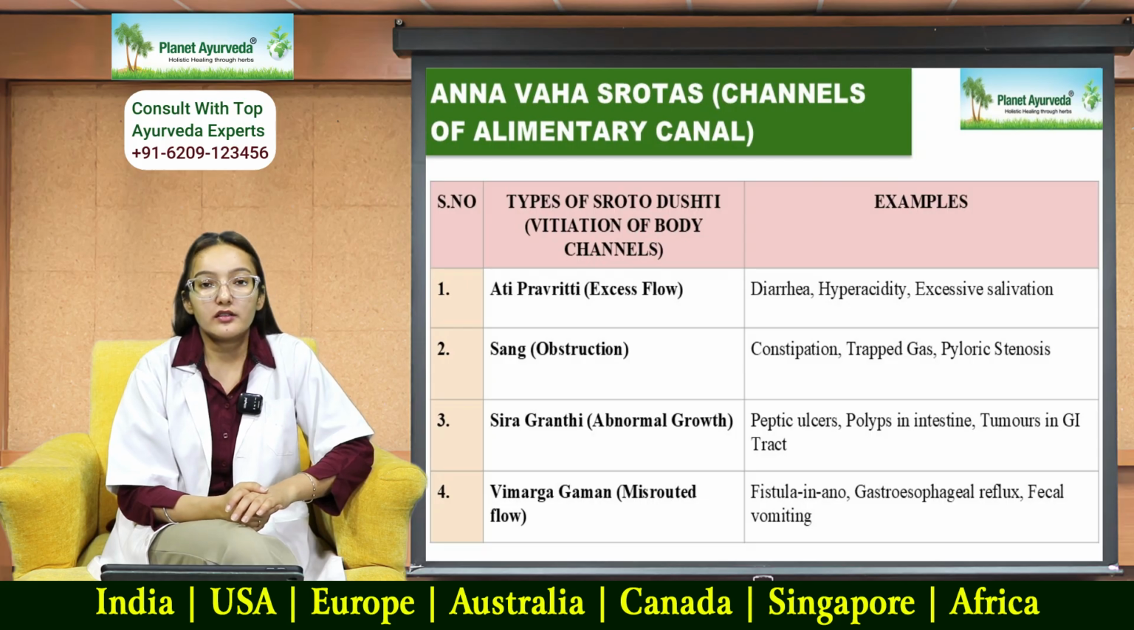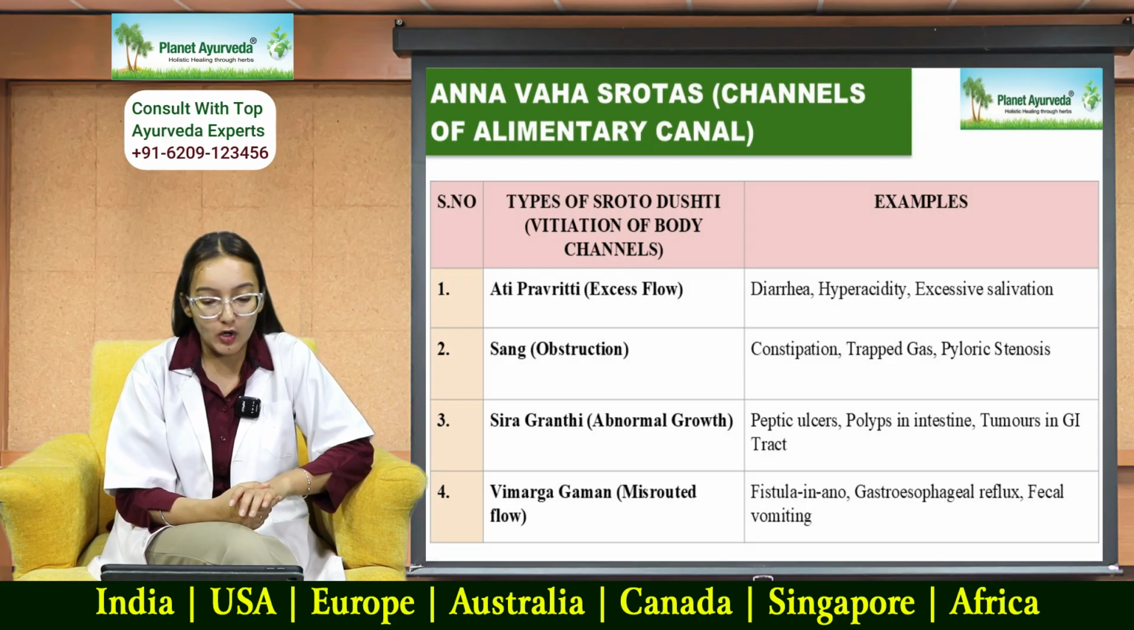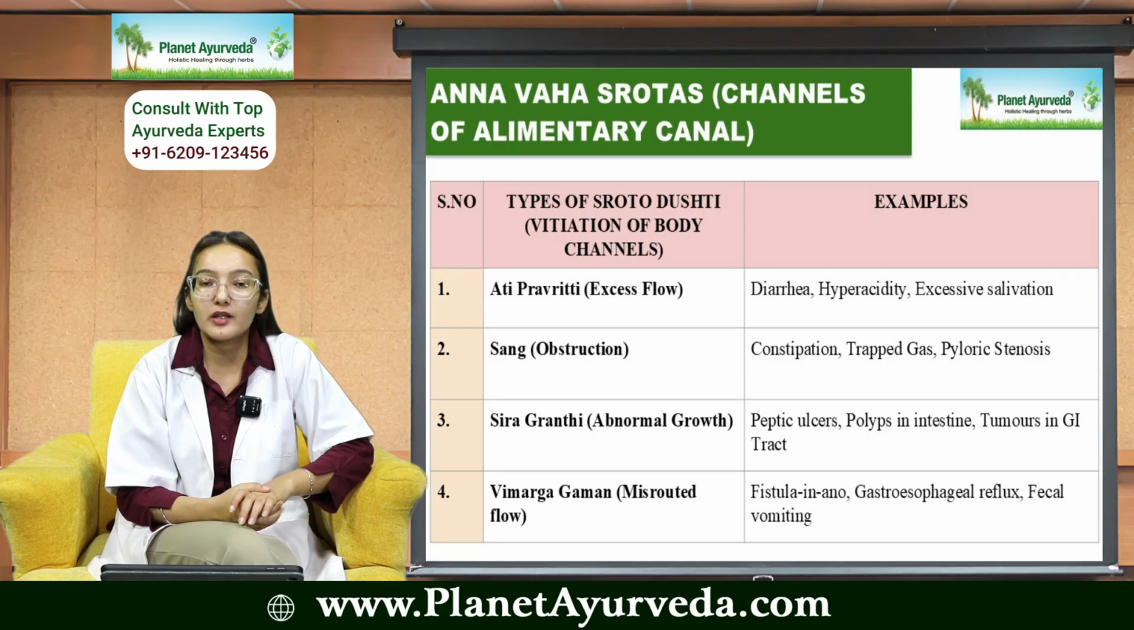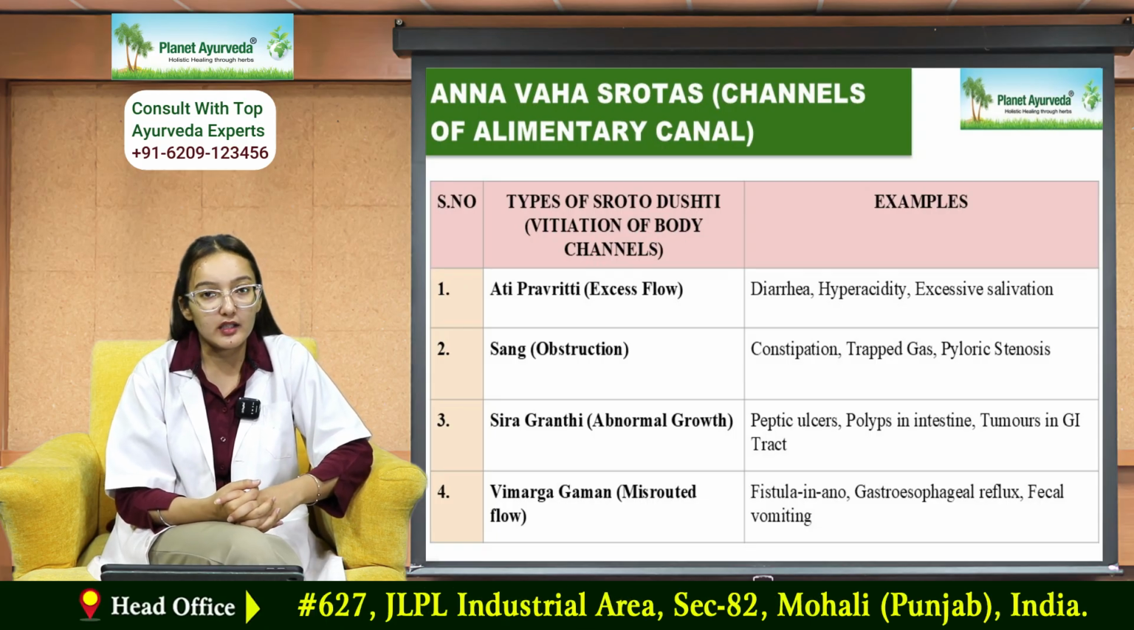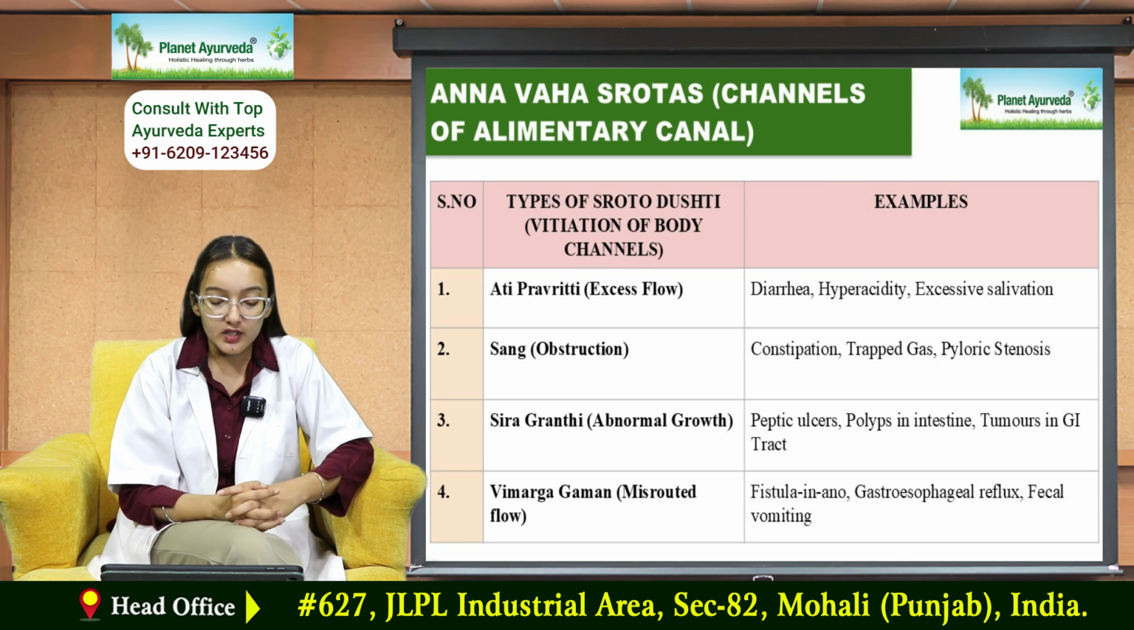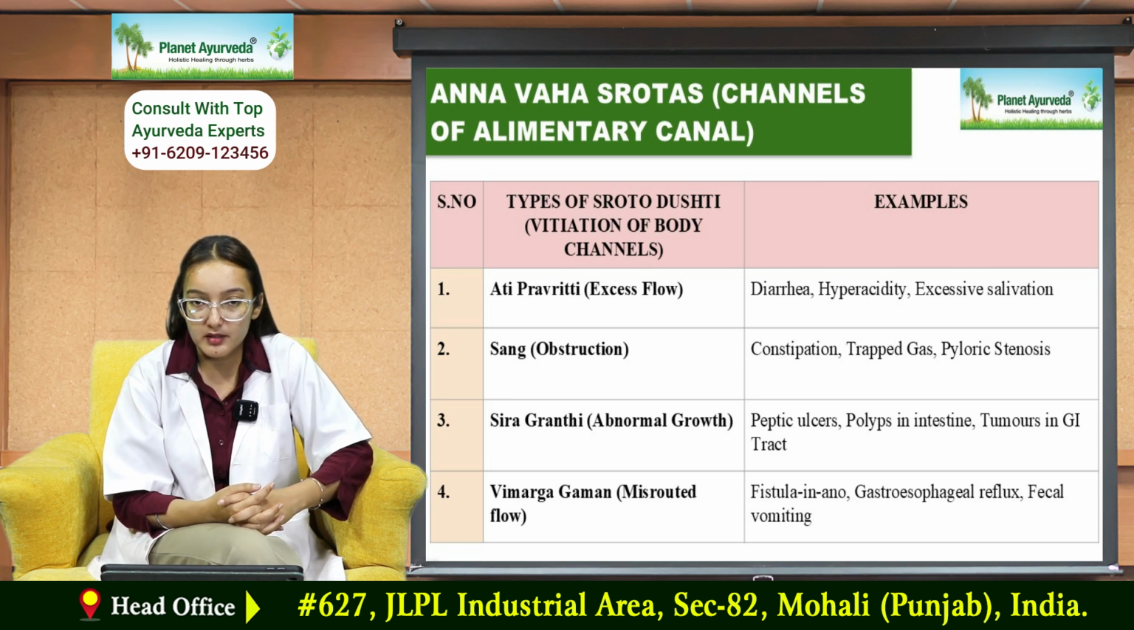Then is Sira Granthi, or the abnormal growth. So abnormal growths like peptic ulcers, polyps in the intestine, and tumors in the GI tract are all examples of Sira Granthi. Then comes the Vimargamana, or misrouted flow. Fistula in ano is one example.